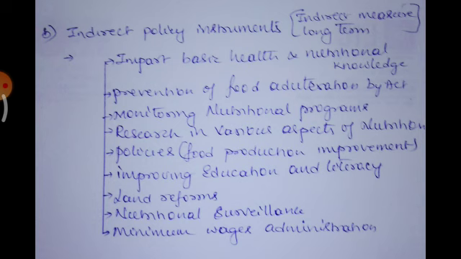Land reforms so that people get lands for growing the foods, and national nutritional surveillance to check the nutritional status of the citizens in the country. And minimum wages program, a laborer should get a minimum amount of wage for every day so that he can afford very good healthy nutritious food. So a particular minimum wage for a day is there according to the labor act so that they can get sufficient nutrients for their good health.